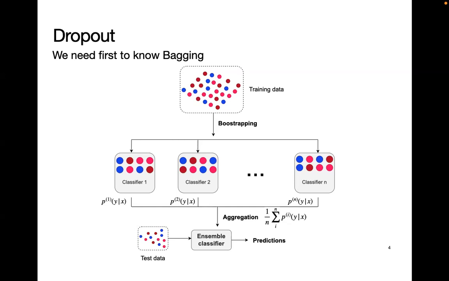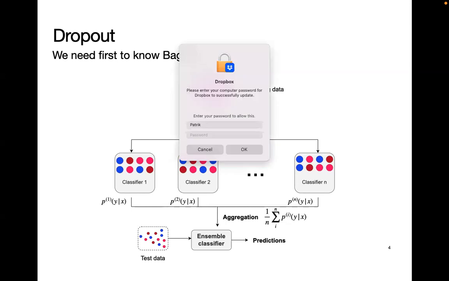There's another technique called boosting, where we go from a weak classifier to a stronger classifier. I think that's the topic of the next lecture. But before understanding dropout, we need to understand what bagging is.